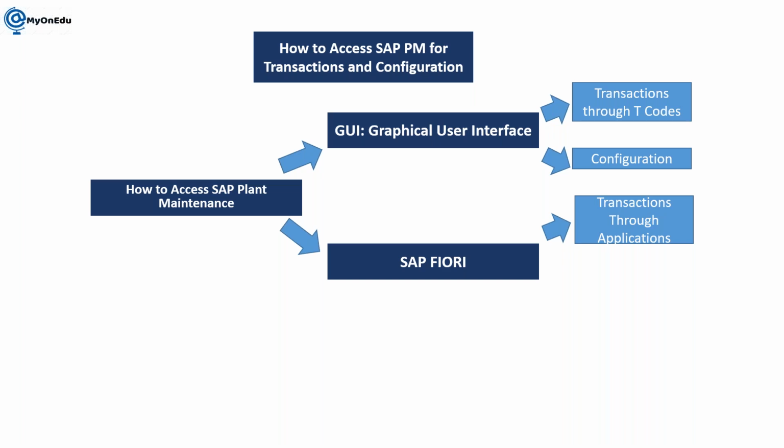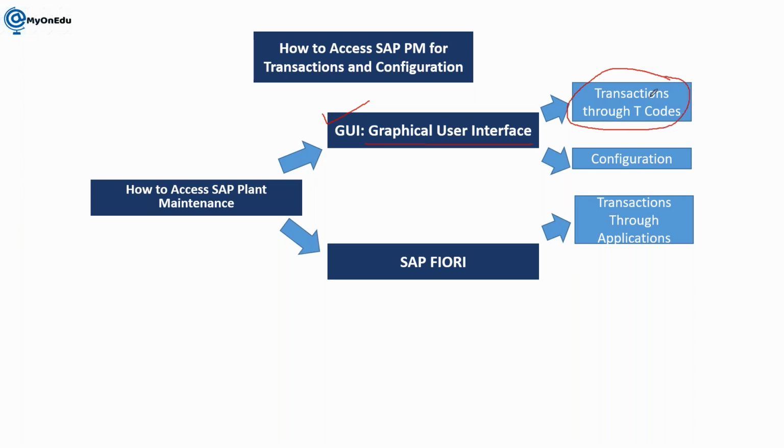Next comes how to access SAP PM for transaction and configuration. Let's understand it. In S4HANA, we are focusing on Fiori apps use. Whatever transactions we are going to use have to be done through Fiori apps. So how exactly are we going to do this? We have two ways to access SAP plant maintenance. First is through GUI, which we used to call the graphical user interface. Here we can perform the transaction by using different T codes.